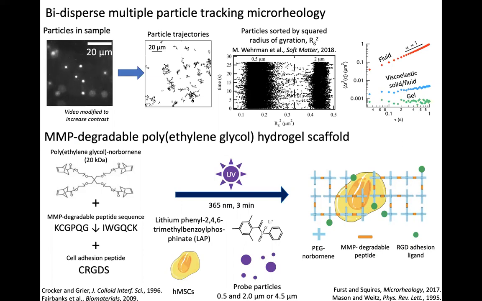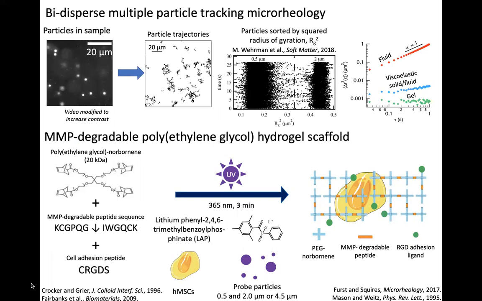same sample. And the material that we use is an MMP degradable polyethylene glycol hydrogel, whose backbone is this four-arm star polyethylene glycol molecule, which is cross-linked by an MMP degradable peptide sequence, which allows our material to be remodeled by the HMSCs as they secrete those enzymes.